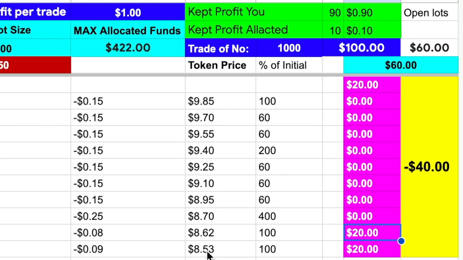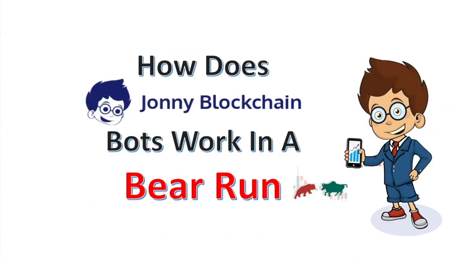Now, nobody else has this system in place. I've looked at other robots and we're unique, and we're going to be improving the way that the robot uses up those kept profits and uses up how much profit you've made already in your trading. And so hopefully that gives you a better understanding of how Johnny Blockchain's robot copes with a bear run. I've only touched the tip of the iceberg in some of the algorithms and settings that are unique to Johnny Blockchain.